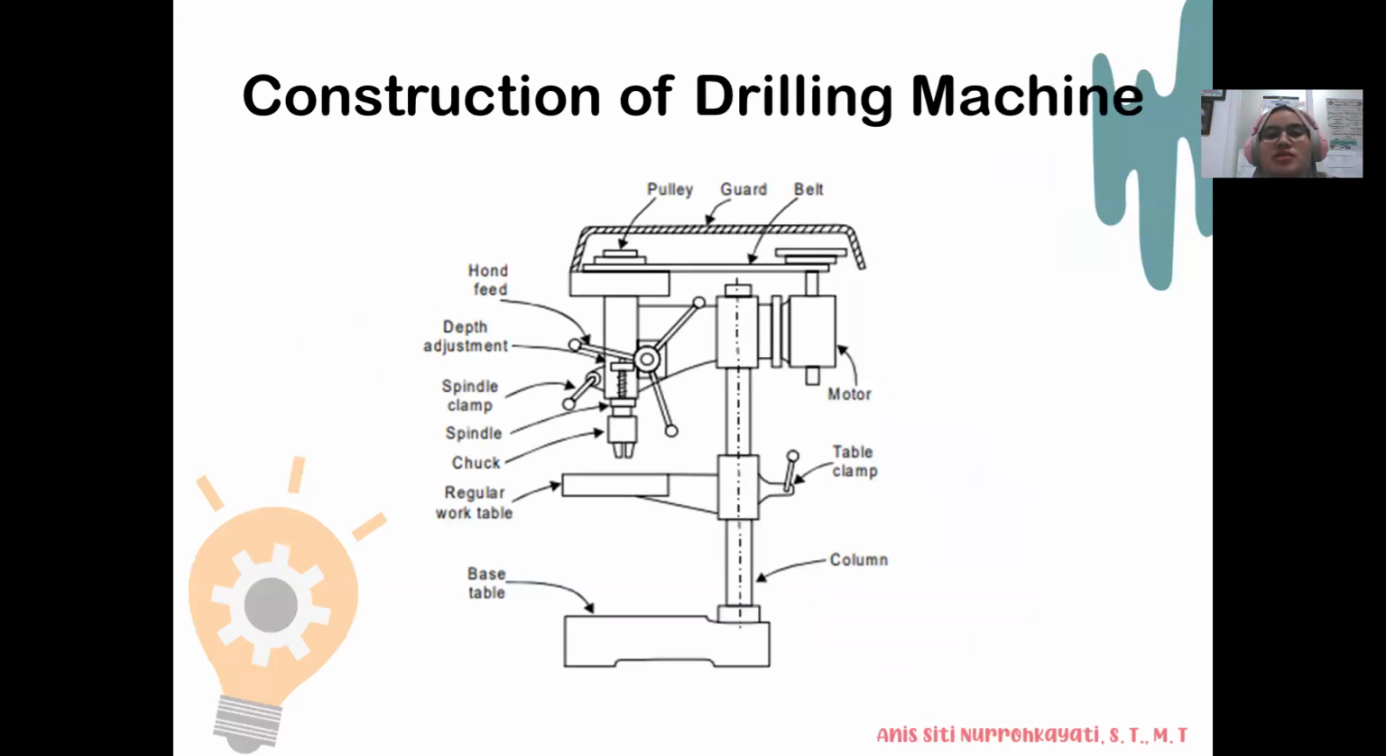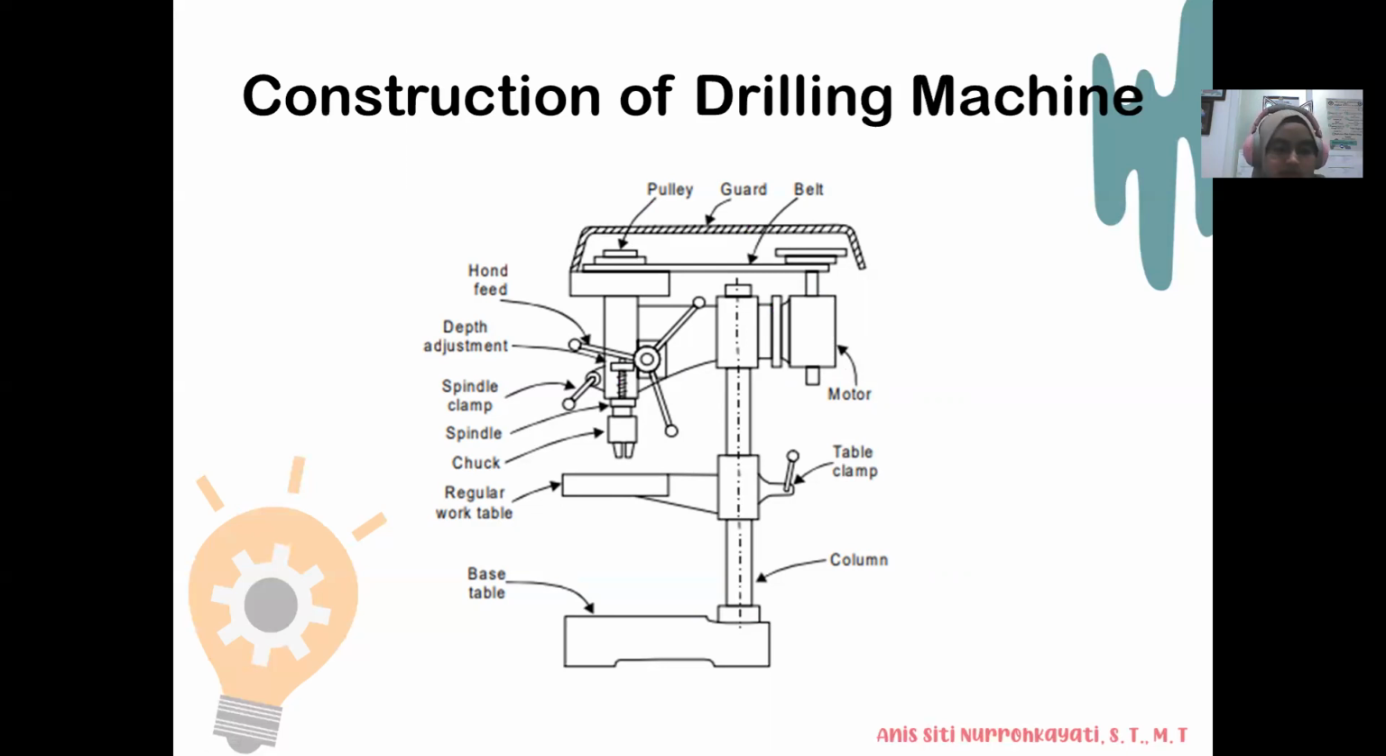This is the construction of a drilling machine. The drilling machine has a head feed, depth adjustment, spindle clamp, spindle, chuck, adjustable work table, base table, column, table clamp, motor, belt, worm, and pulley. So the drill is operated with a motor. In a drilling machine, holes may be drilled quickly and at a low cost.